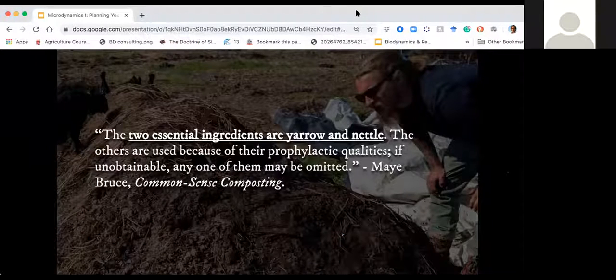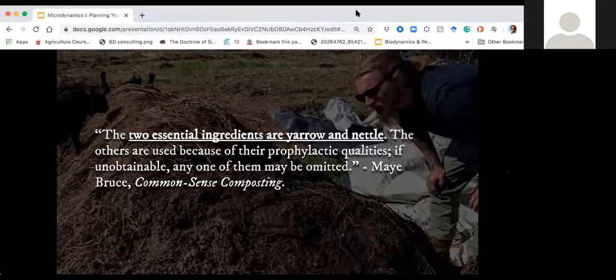Of all the preparations, there are two that stand out. I use them all, but if you don't have access to them all and can only, say, have access to two, start with those two. Mae Bruce, who wrote Common Sense Composting, which is a free book, available online, though it's out of print, wrote that the two essential ingredients are yarrow and nettle. The others are used because of their prophylactic qualities, but if unattainable, any one of them may be omitted.